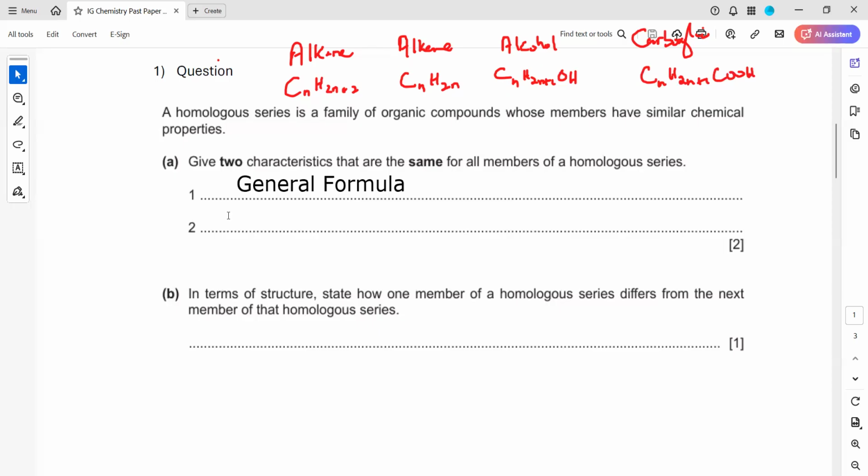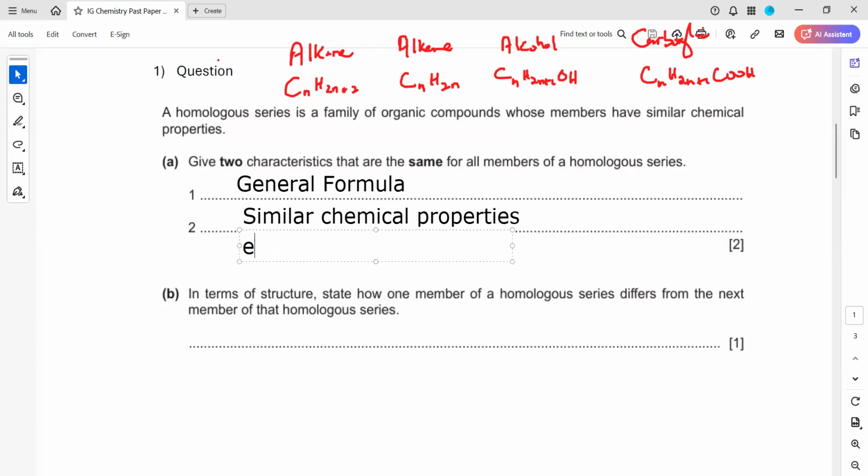The second characteristic is that they have similar chemical properties. They react in the same manner. All alkanes can undergo substitution reactions, and we can burn them as well. All alkenes can undergo addition reactions. The same goes for alcohols: we can oxidize them. So they react in the same manner. Same with the carboxylic acids.